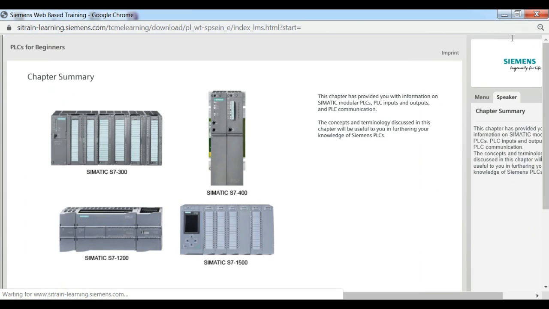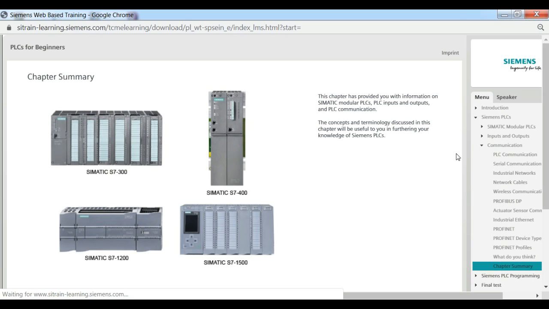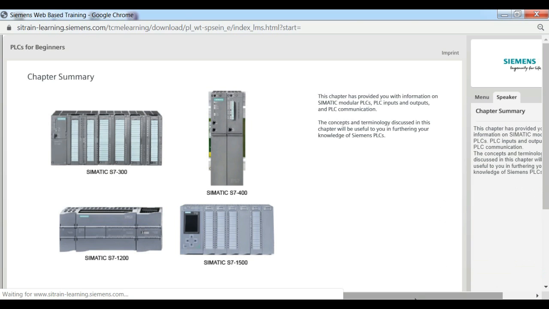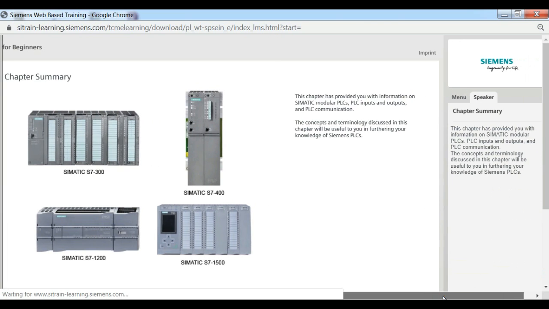This chapter has provided you with information on Simatic modular PLCs, PLC inputs and outputs, and PLC communication. The concepts and terminology discussed in this chapter will be useful to you in furthering your knowledge of Siemens PLCs.